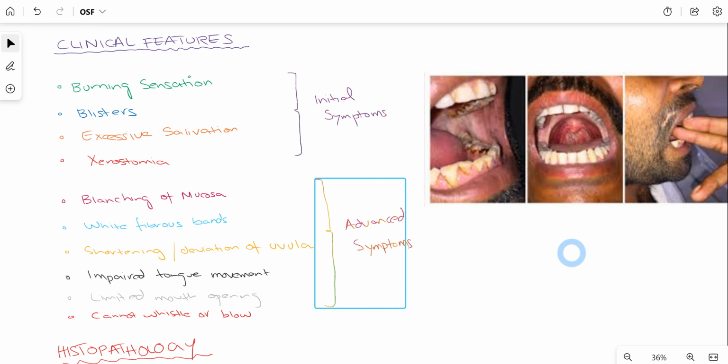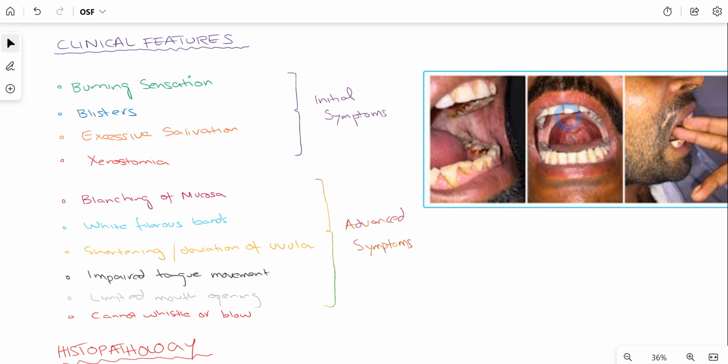Now, since there is excessive fibrosis over here, the bands become really hard. When they become really hard, they have an action on the uvula, in that they stretch the uvula to the left side and the right side, which can make the uvula appear either shortened or slightly deviated, depending on which side the fibrosis is excessive. For example, if fibrosis is excessive on the left side, the uvula will deviate towards the left side, and vice versa. So that is also an important sign. Now, impaired tongue movement occurs because of excessive fibrosis around the entire oral cavity.